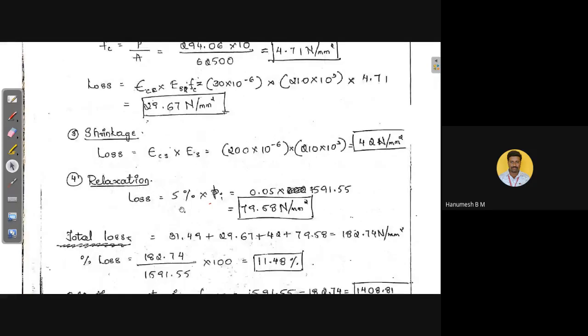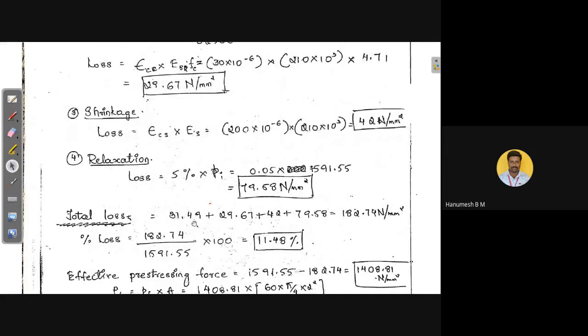Now we need to sum up all these 4 losses. It is loss due to elastic shortening, creep, shrinkage, and relaxation. Now the total loss is equal to 182.74 Newton per mm square. Percentage loss is equal to total loss divided by initial stress into 100, which is equal to 11.48%.